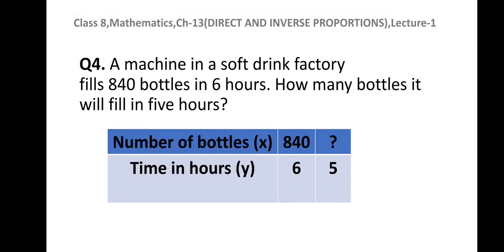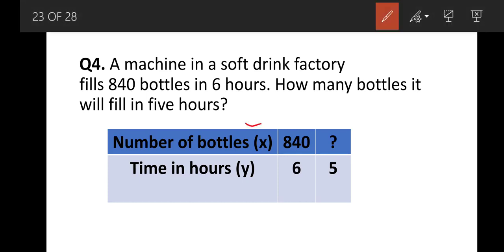Question number 4 is, a machine in a soft drink factory fills 840 bottles in 6 hours. This is the table I have made. Number of bottles I have taken as x, time in hours I have taken as y. How many bottles will it fill in 5 hours? The more the number of bottles, the more time will be required. So this is a case of direct proportion. This is x1, y1. This is x2, y2. It is always better to make a table so that it is easy for you to understand.